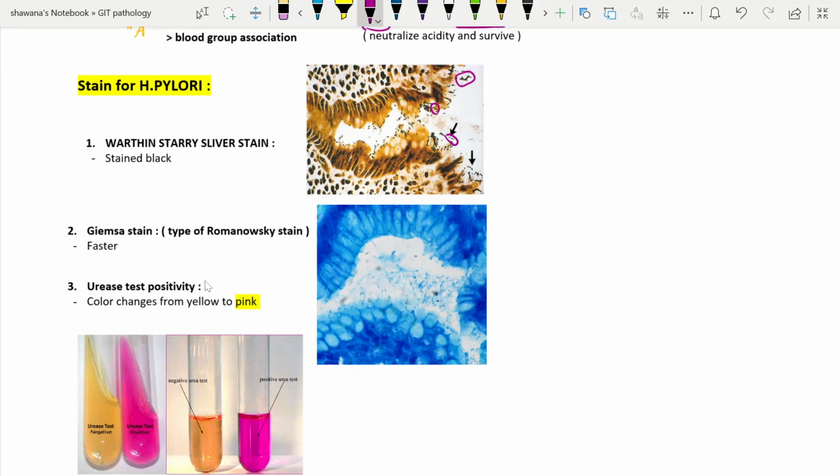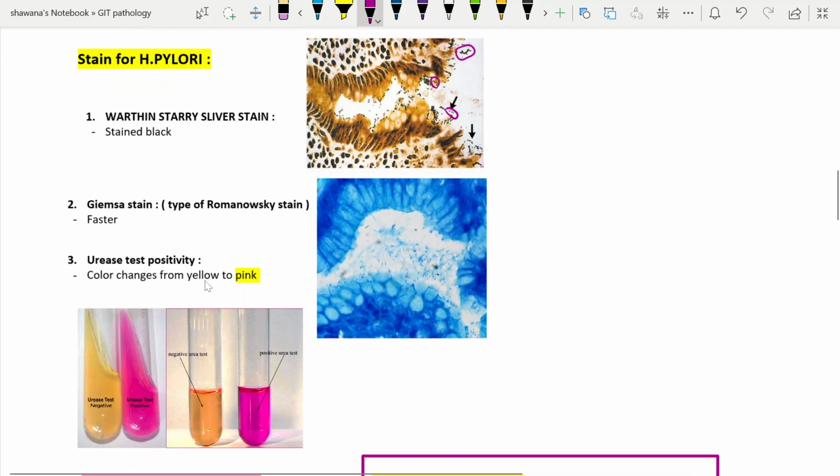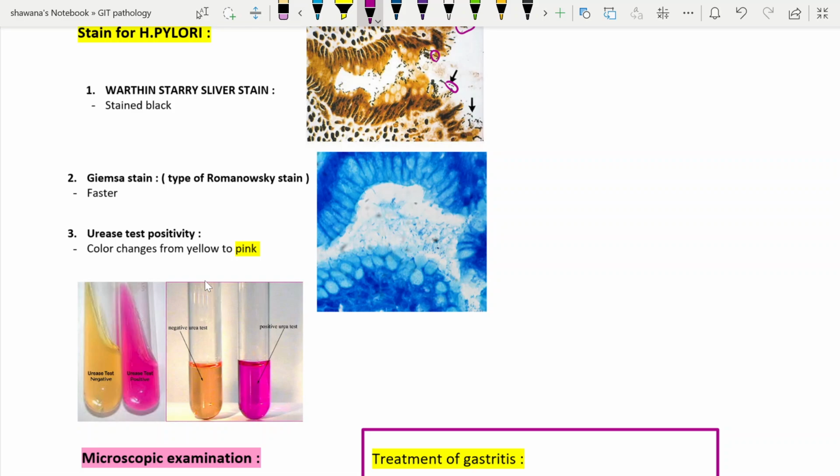The second is the Giemsa stain, and Giemsa stain is a type of Romanovsky stain, and it is a faster method for diagnosing H. pylori. The third is the most common, and it is the urease positivity test. It means that when our bacteria are placed in the urea environment, it results in pink color. How will the test indicate that it has positive results? A negative urea result will have yellow color and a positive urea result will have pink color. So we can identify that bacteria when placed in such samples turn into pink color.